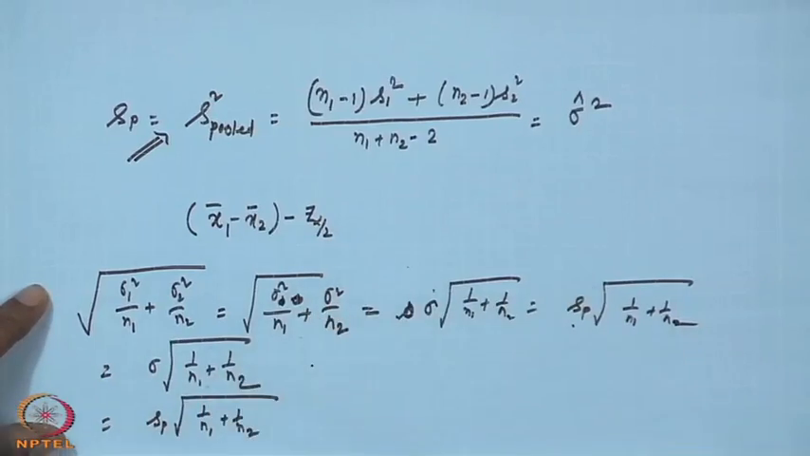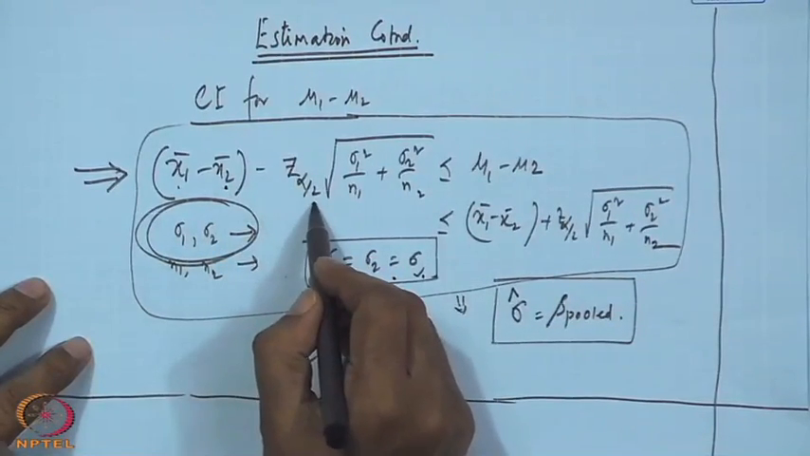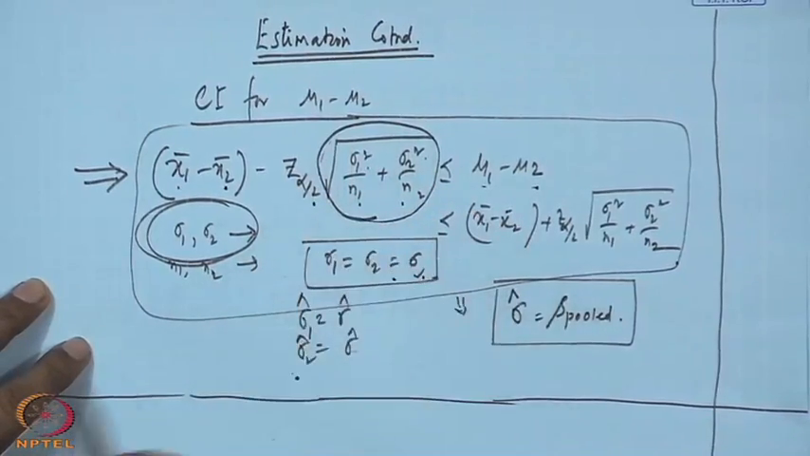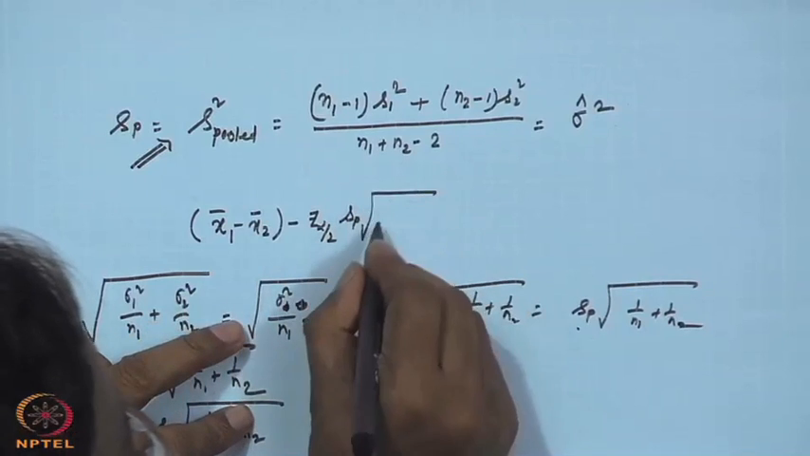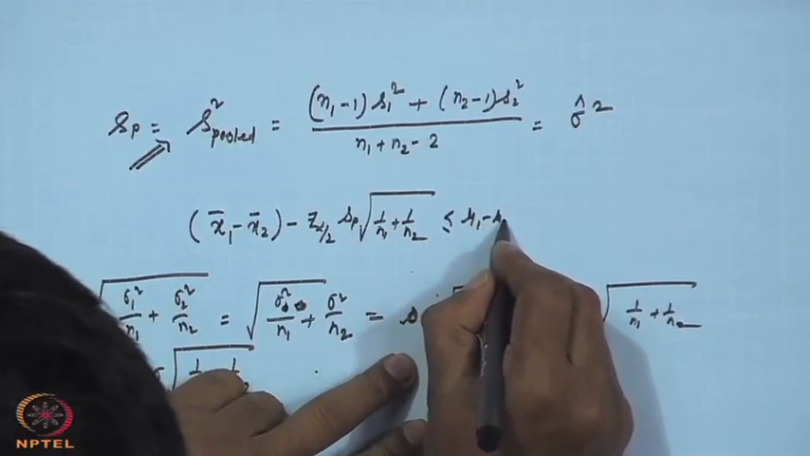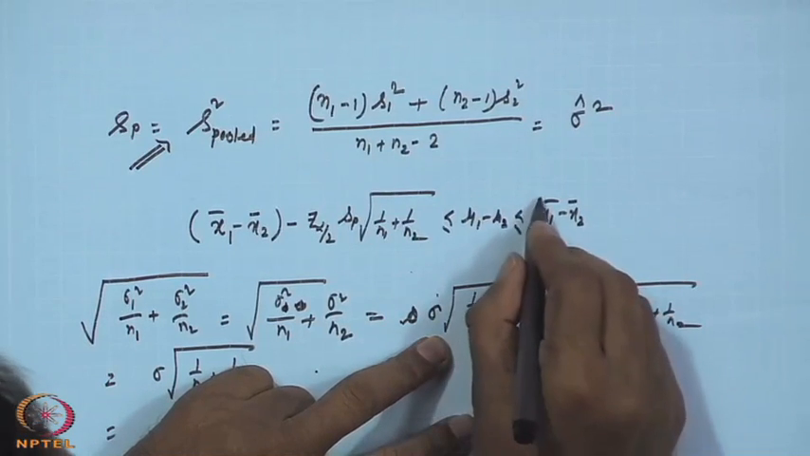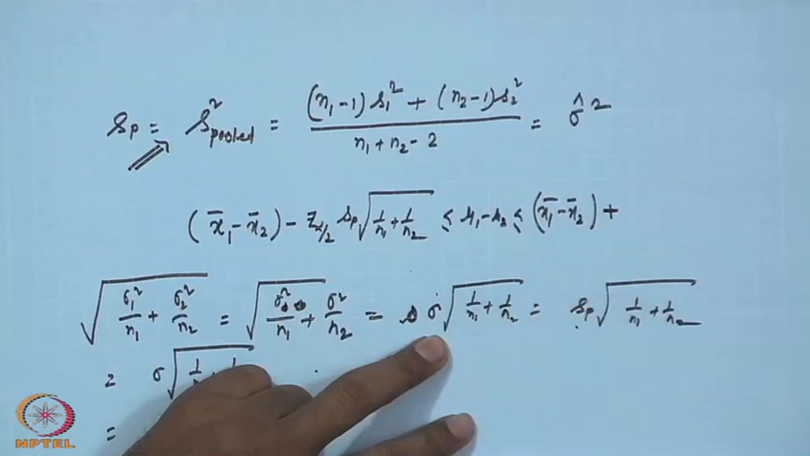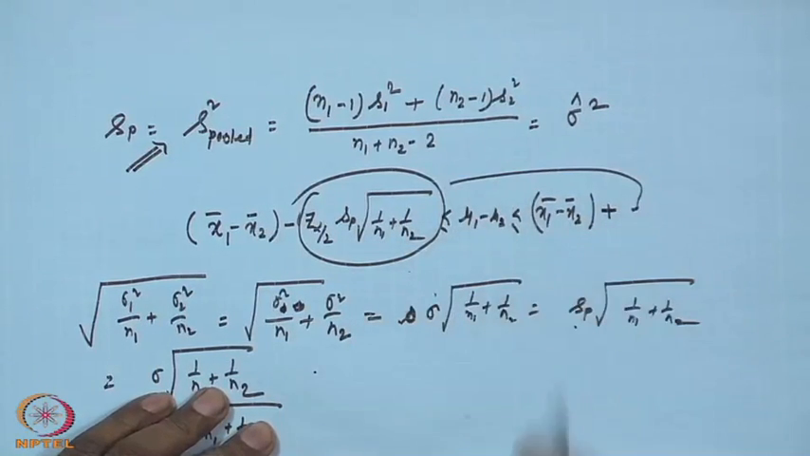Your earlier derivation was like this: x1 bar minus x2 bar minus z alpha by 2 times the square root of sigma 1 square by n1 plus sigma 2 square by n2, less than or equal to this, less than this. Now, this quantity will be replaced by Sp into the square root of 1 by n1 plus 1 by n2, so this is less than or equal to mu 1 minus mu 2 less than or equal to x1 bar minus x2 bar, correct? Then you write not minus, plus, I think you can write the rest of the portion, that means plus this one, this will come here, plus this.